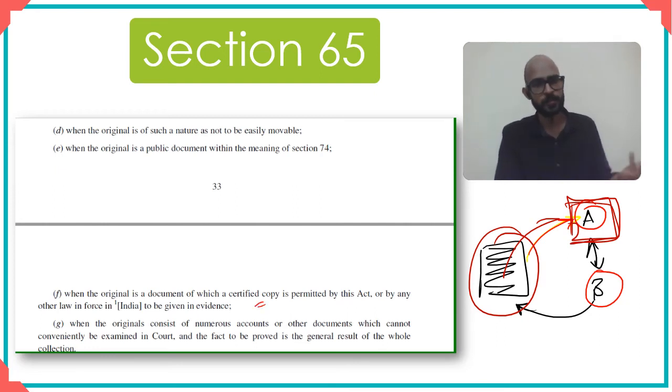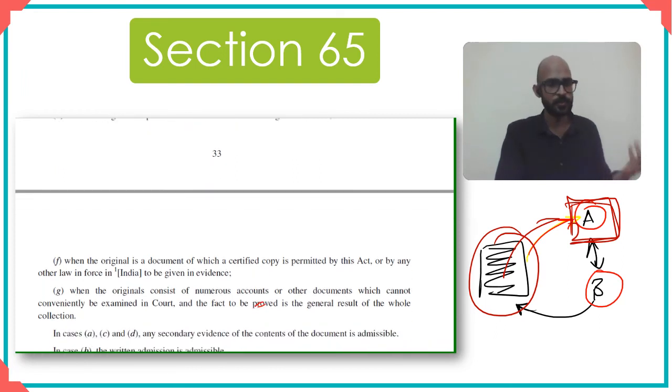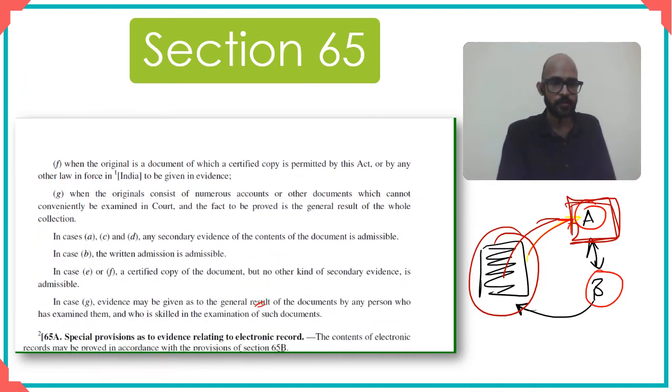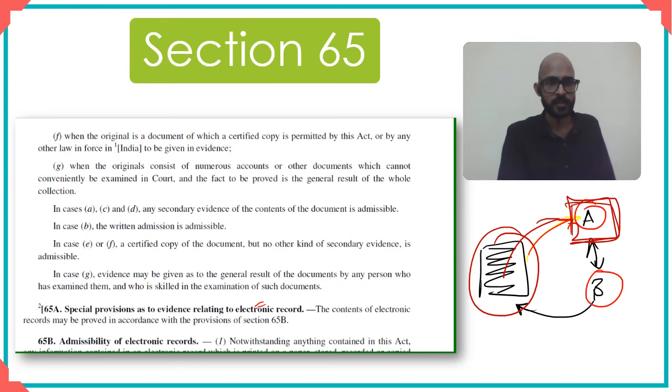Also, look at F and G: the original is a document of which a certified copy is permitted. So if the copy is permitted, you can give the copy. Then the original consists of so many parts, numerous accounts or parts, that it is not possible or convenient for all of them to be examined. So you say, okay, just give me the general result. Instead of showing everything individually, just show me the general result.